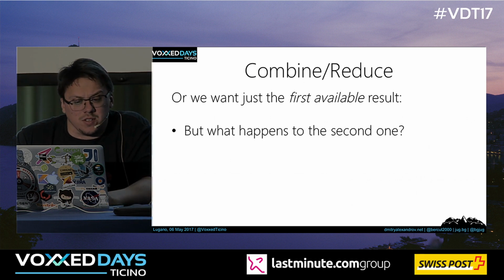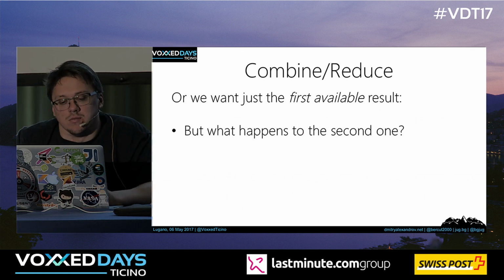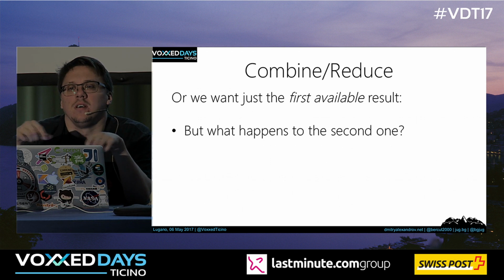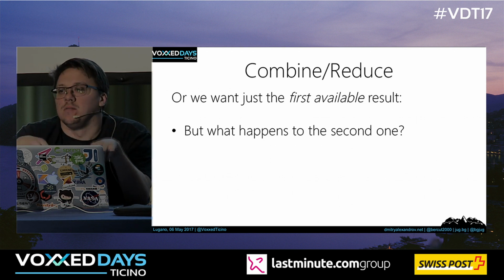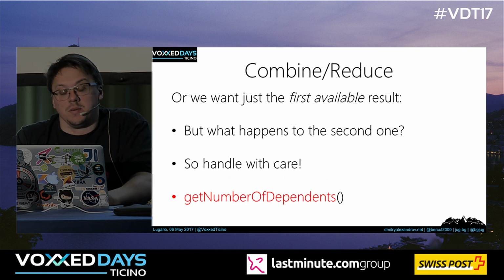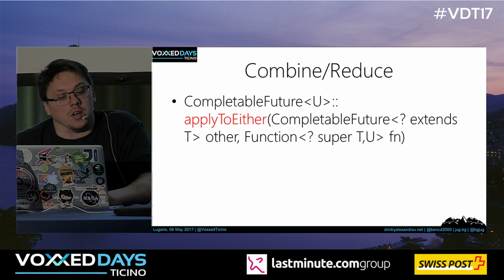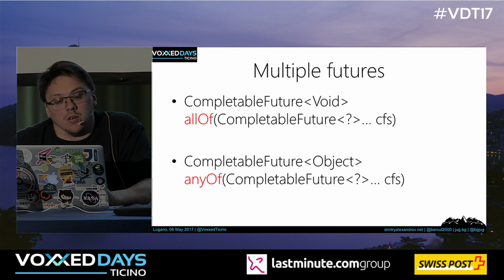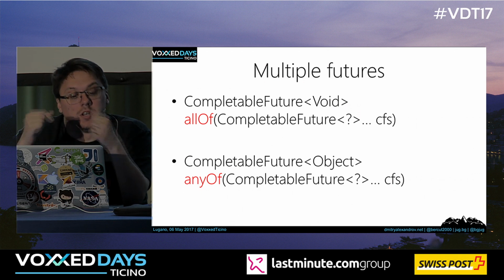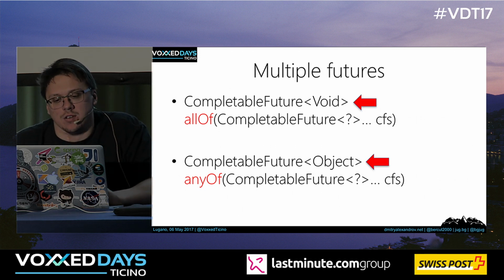But if we want just the first available result, what happens to the second result? Good question. Because the future that has the second result is not closed and does not disappear. It just stands there. So handle all of this with care. Or you can even get the number of dependents, because one future can have many dependents. You can also pass many futures and complete all of them or any of them with the methods in this API.